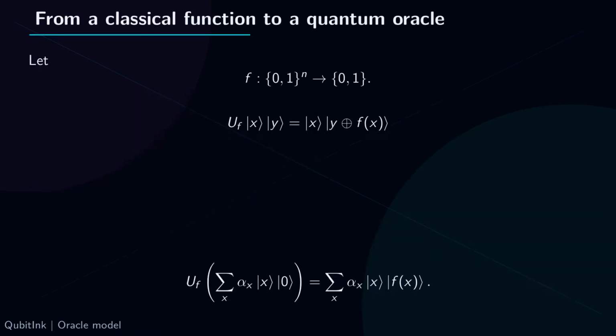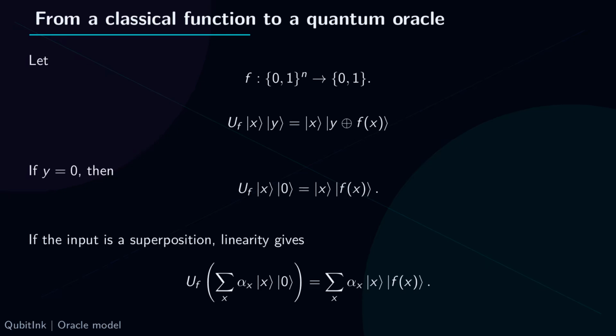Now we take a Boolean function f that maps bit strings to one bit and represent it inside a reversible quantum operation. The oracle is written as U sub f acting on ket x ket y equals ket x ket y XOR f of x. The first register stores the input x, and the second register is the target. If the target starts as ket 0, then the oracle gives ket x ket f of x. If the input is a superposition, linearity applies. Each branch ket x is transformed coherently, with the same amplitude alpha sub x, into ket x ket f of x.